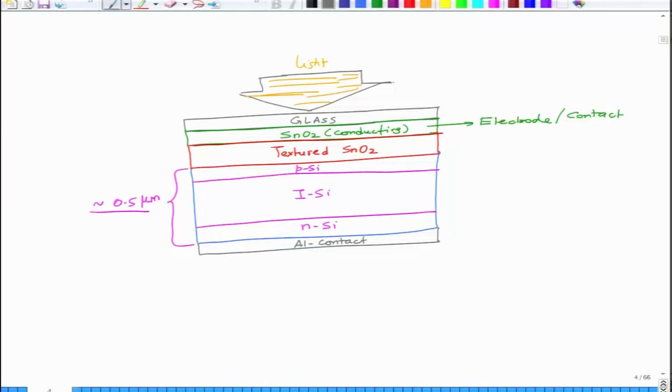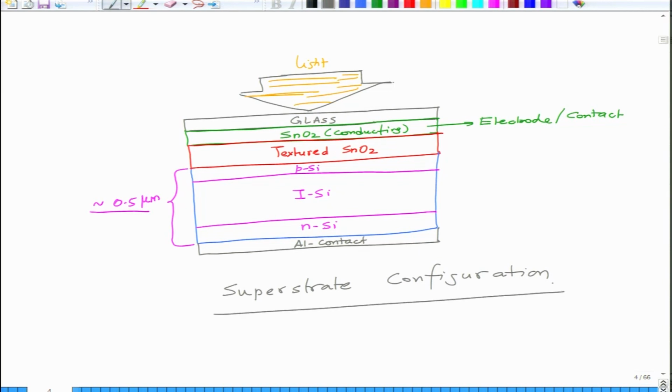This is basically what we call a superstrate configuration. Light can also come from the other side if you have a transparent electrode on top, and that is a possibility. If you replace this aluminum contact by a transparent electrode, then the light can come from the top, and then you replace the transparent electrode on glass with a non-transparent electrode. That is also a possibility.